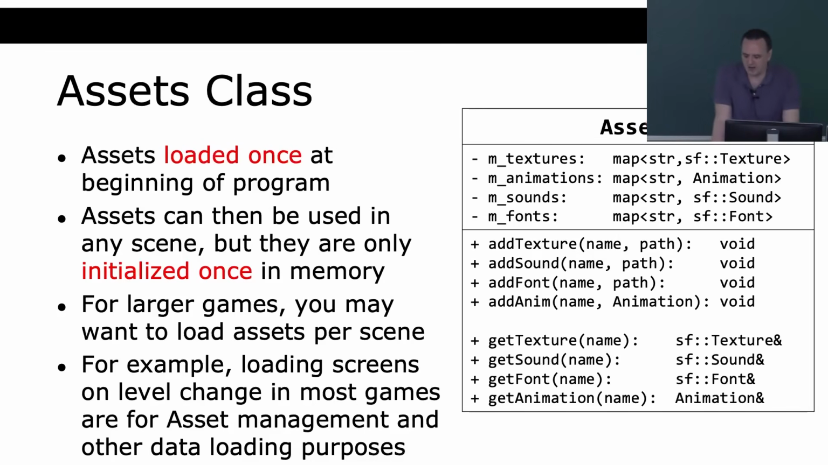But inside our assets class, we are going to have these variables that store these maps from strings to asset types, and then we're just going to have functions for loading those things, so adding a texture from a file, and getting textures once they have been loaded.